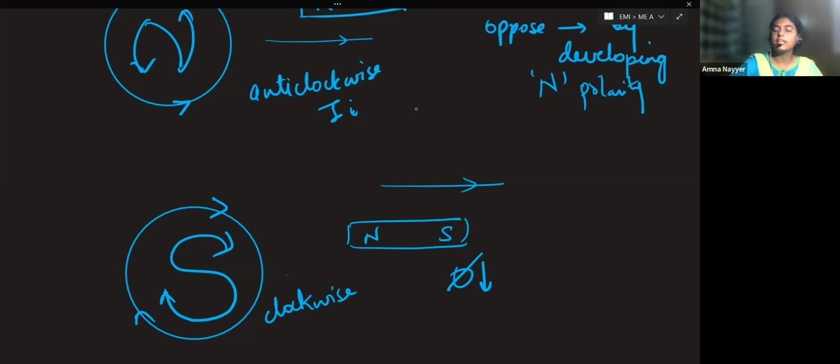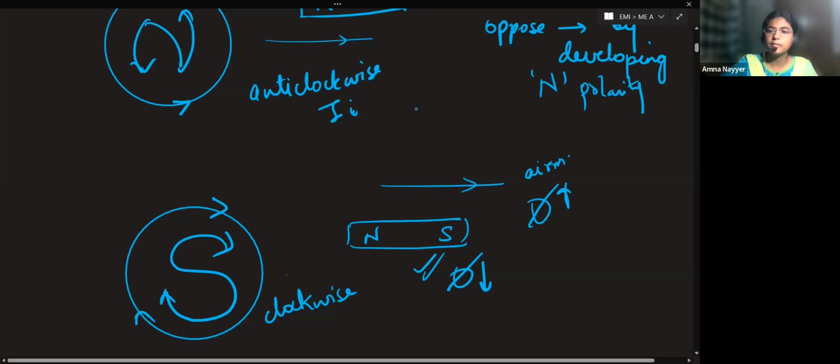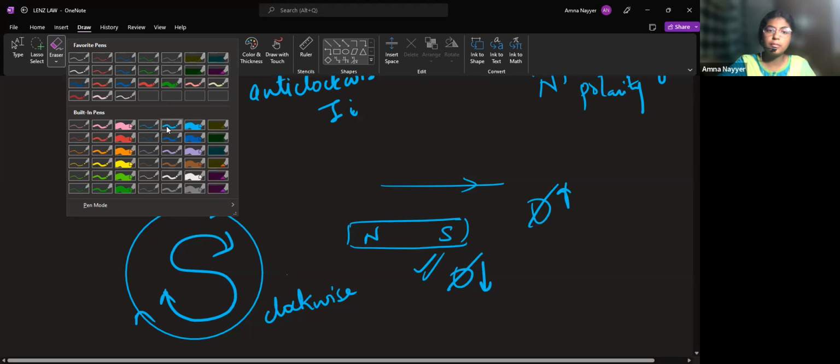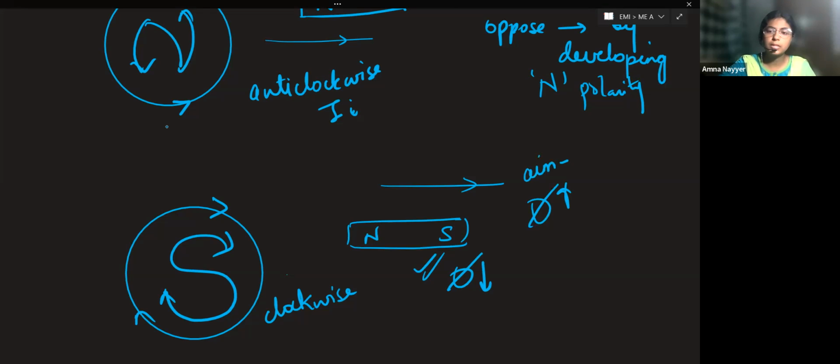How is the number of magnetic field lines decreasing? The magnet is moving away, so the number of magnetic field lines will decrease. If field lines are decreasing, it means flux is decreasing. Now Lenz's law gets applied, and the purpose will be to increase the flux. That is the aim. To increase the flux, you have to bring the magnet closer. If you want to bring the magnet closer in any manner, it's just by developing south polarity.